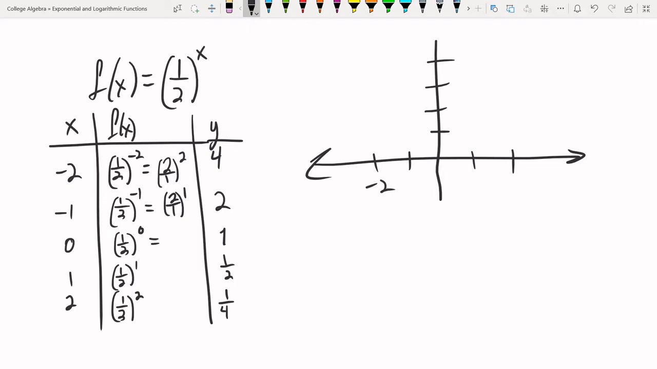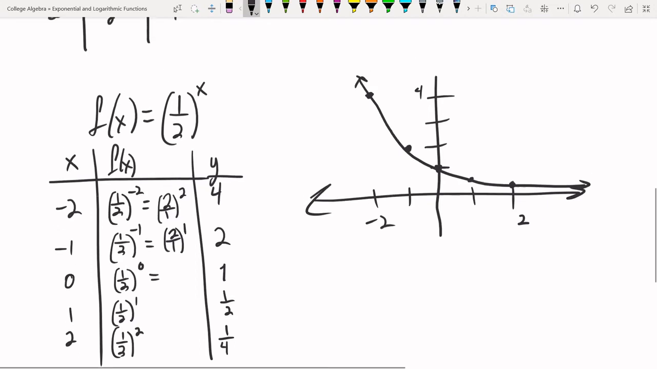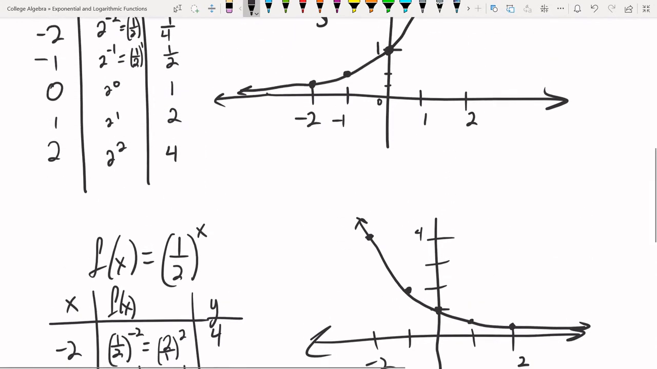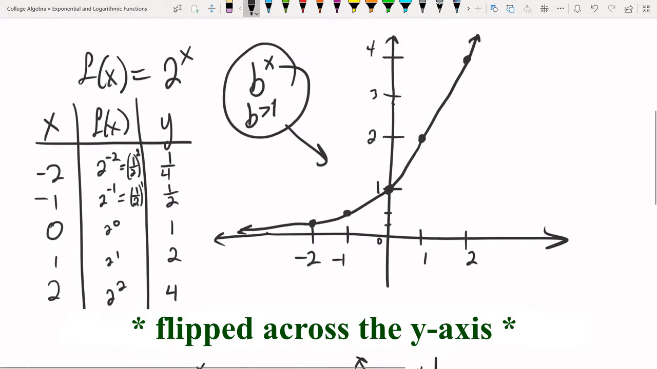And so if we graph this, using the same kind of graph I did before, we get -2 goes to 4, -1 goes to 2, 0 goes to 1, 1 goes to 1/2, and then 1/4, about right there. It looks like that. And this is just the flipped version of this one.